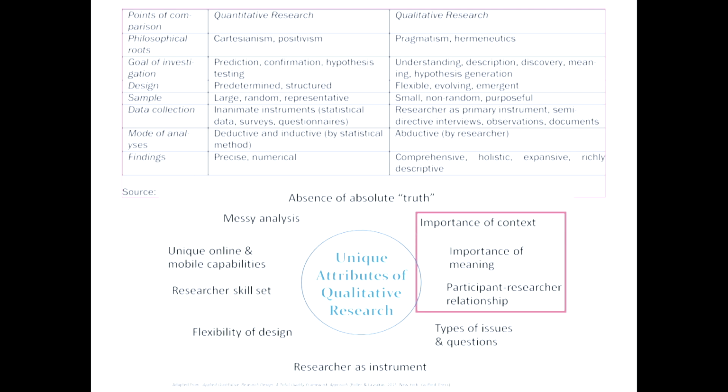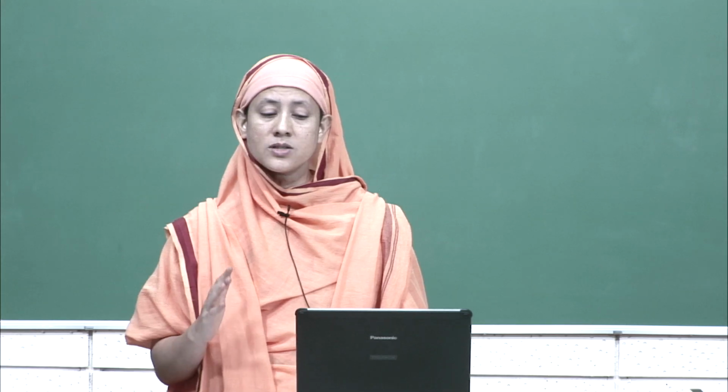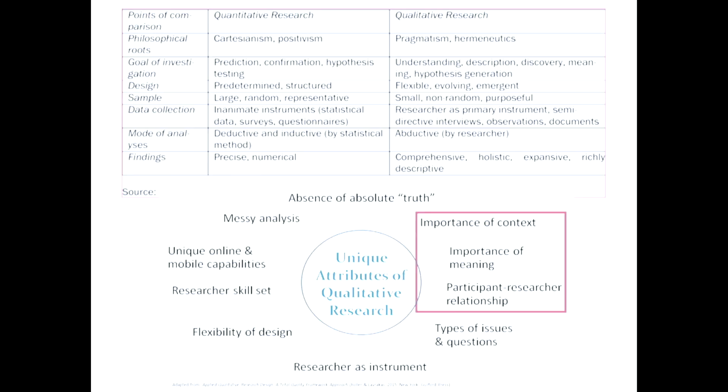Then the goal of investigation in quantitative research is prediction, confirmation, and hypothesis testing. In qualitative research, it is understanding, description, discovery, meaning, and hypothesis generation. Design-wise, quantitative research is predetermined and structured, while qualitative research is flexible, evolving, and emergent. It can keep changing. Sample-wise, quantitative research requires large, random, representative samples, while qualitative research requires small, non-random, purposeful samples.